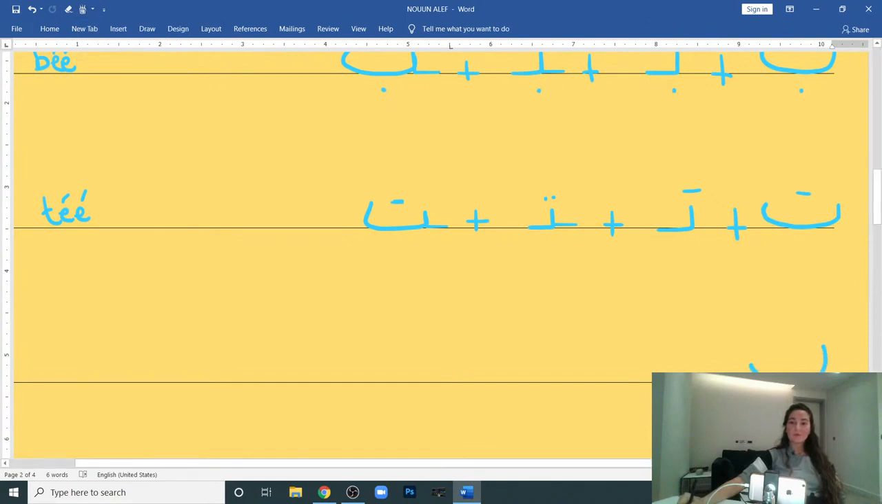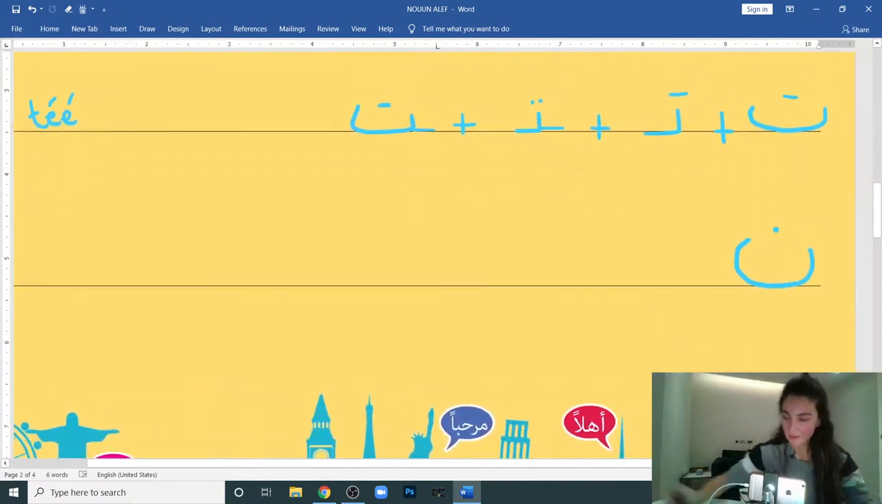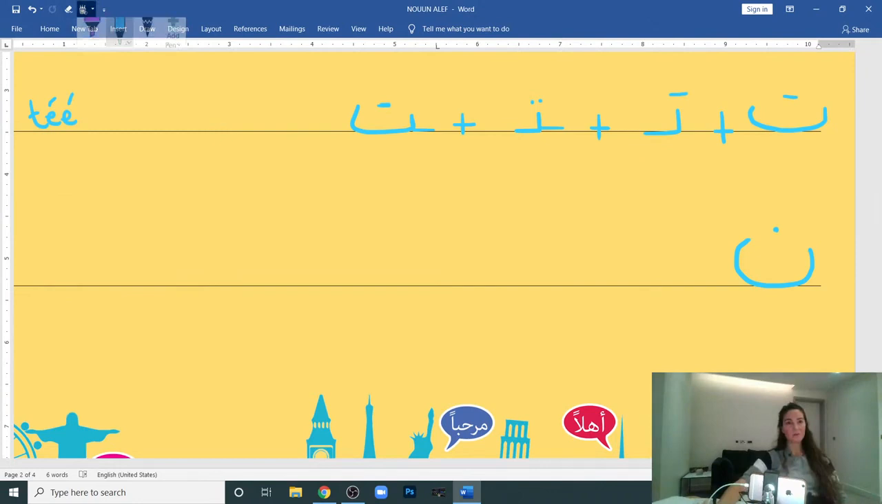Noon is curvier. It's from the same family, but it's curvier. You see, this is more flat, but the noon is curvy. Let me scroll a bit more up. Okay, so that's the noon when it's alone. Then we have the noon at the beginning of the word, in the middle of the word, and the noon at the end of the word.